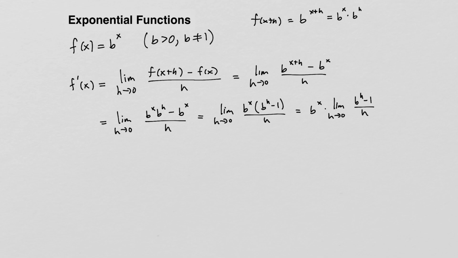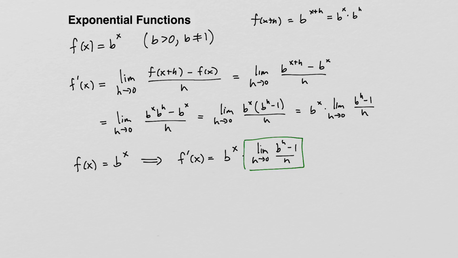So if I just summarize what we have, if we start with the function f of x equals b to the x, we now know the derivative of that function is b to the x times this limit. And the question is, what does this limit equal? Well, it turns out that this limit is always a number, and the number is dependent on the value of b. But there is one very special number for which this limit is equal to 1.